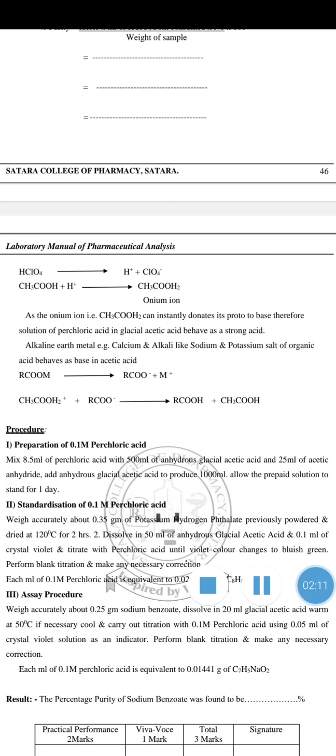An alkaline earth metal salt, for example calcium, and alkali metal salts like sodium and potassium salts of organic acids, behave as a base in acetic acid.